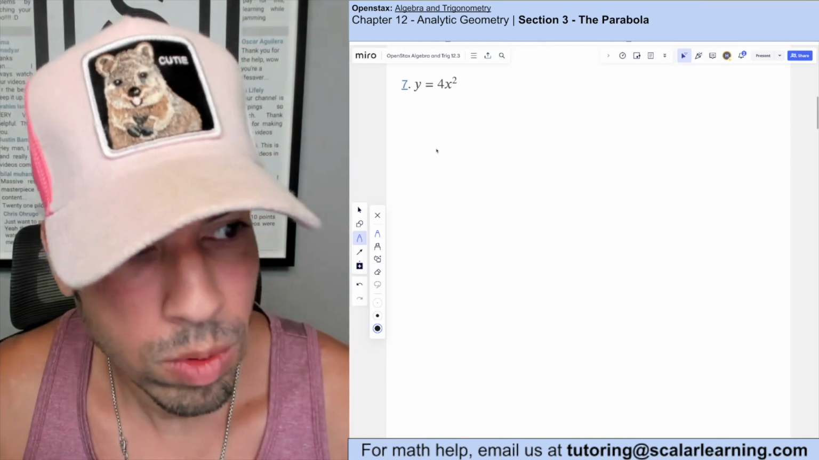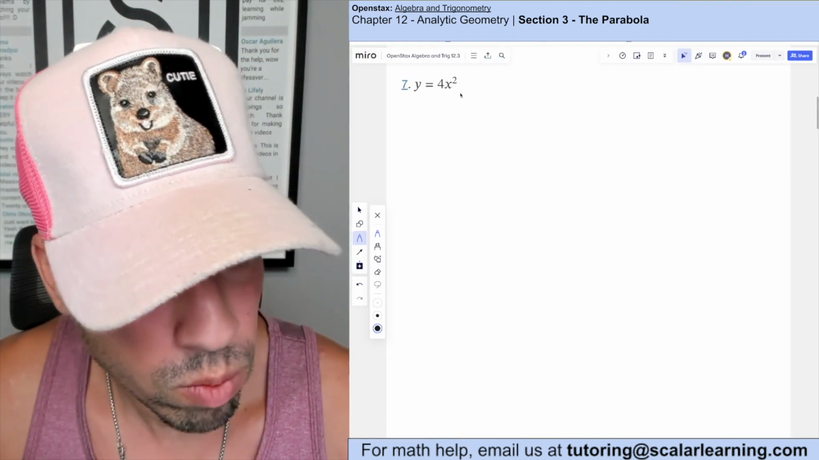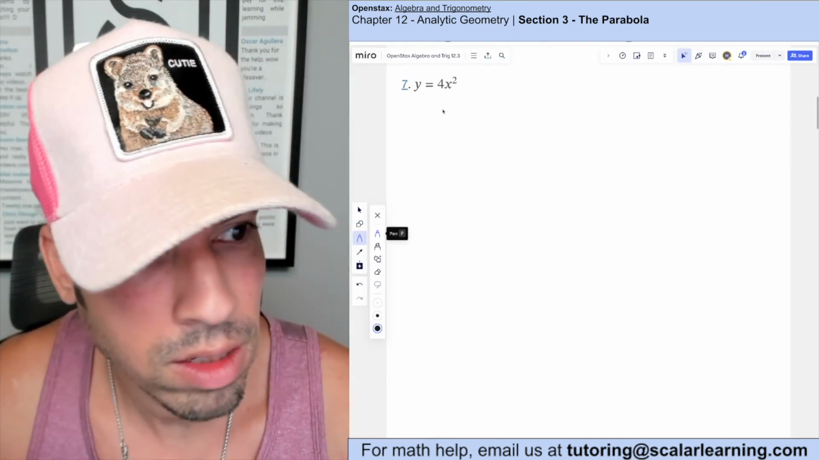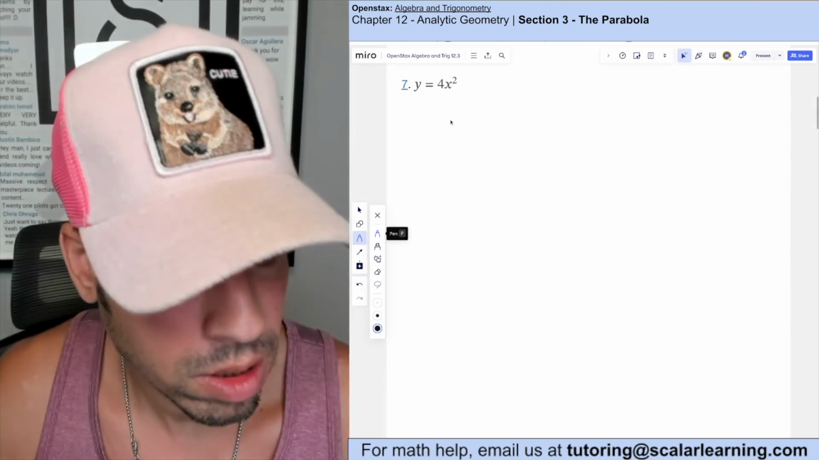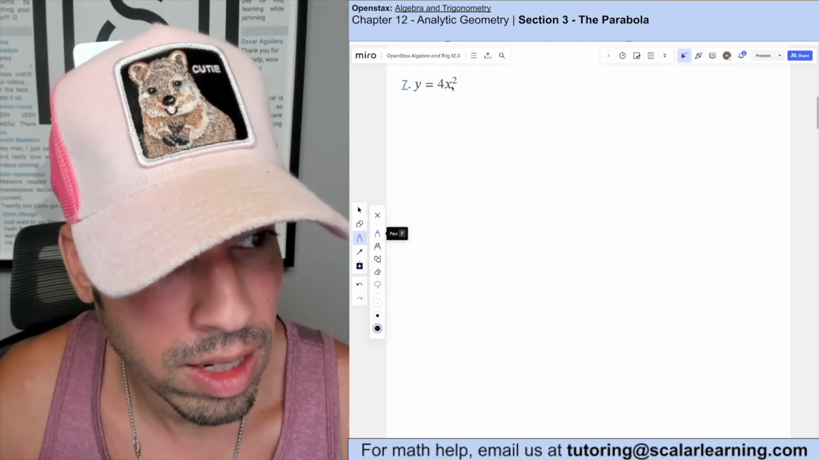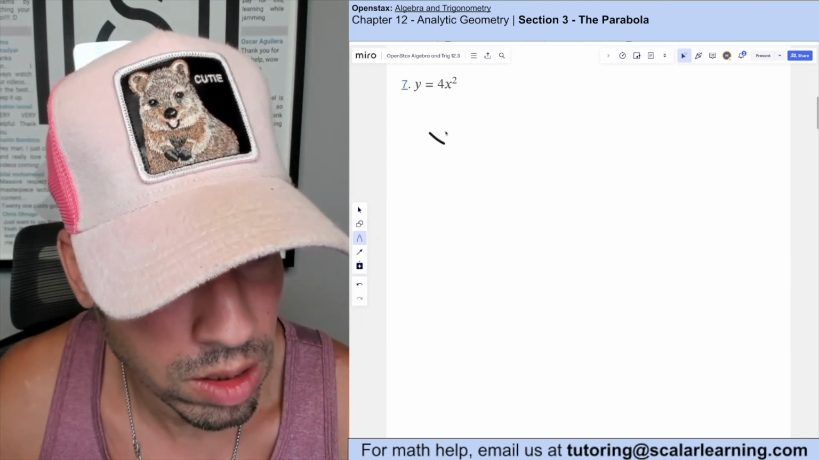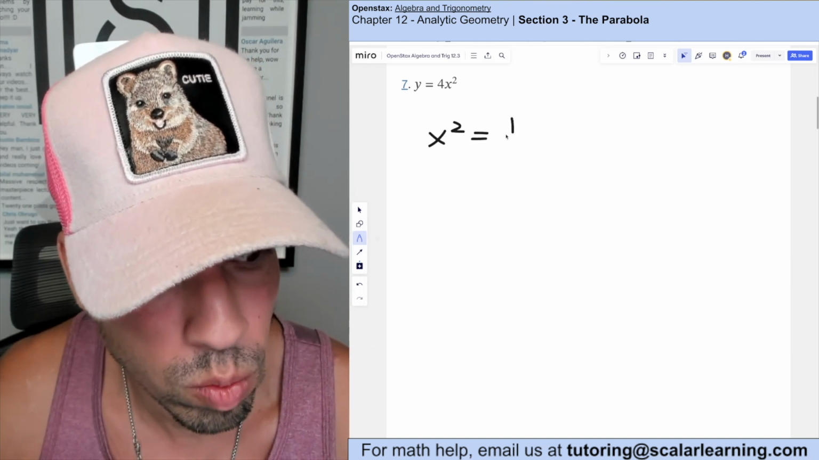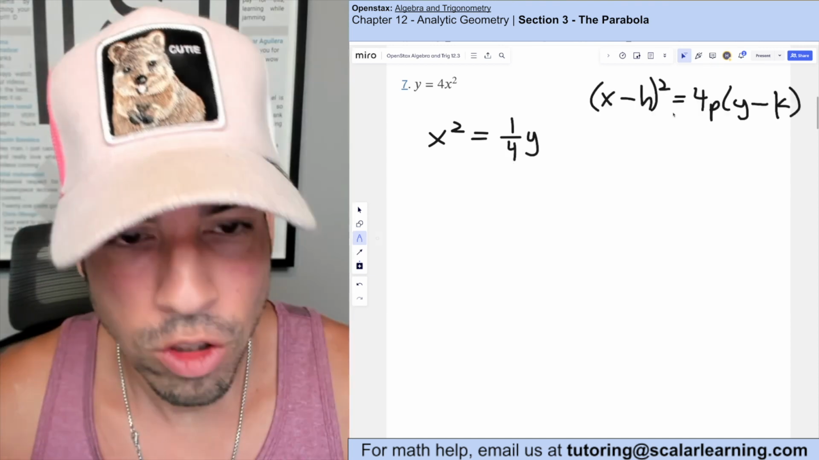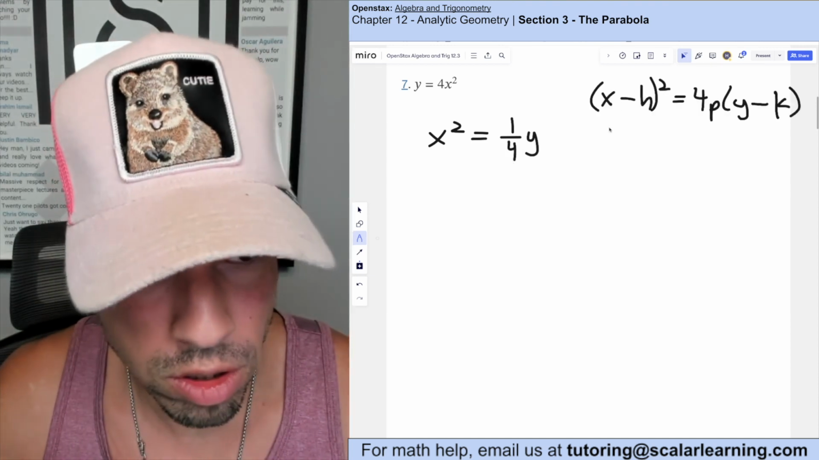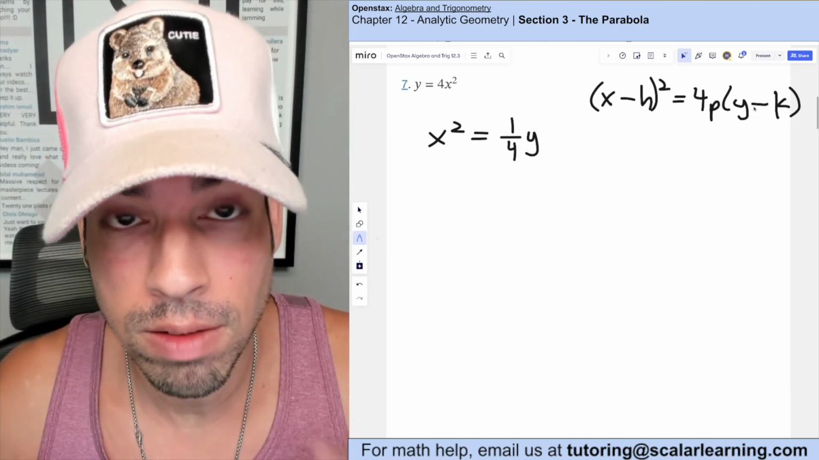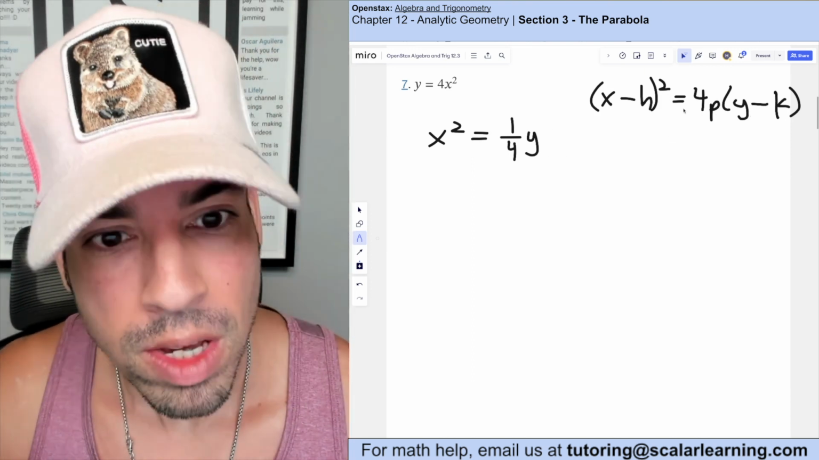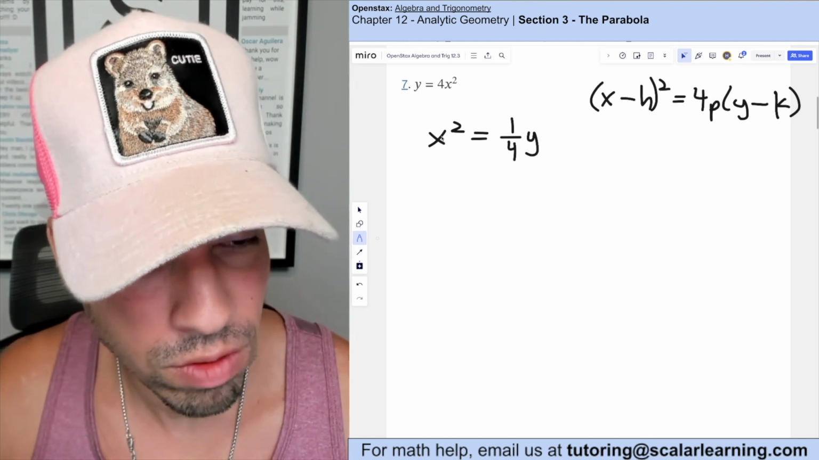Done. So this one is definitely a parabola. We have one variable squared, the other one is not, so that's definitely legit. Now, the way they want us to put this in standard form is to isolate that x squared value. So we're going to say x squared is equal to 1/4 y. Just recognizing that this should be our standard equation, but also saying that h and k would be the vertex of this parabola. This one over here has a vertex of (0, 0).